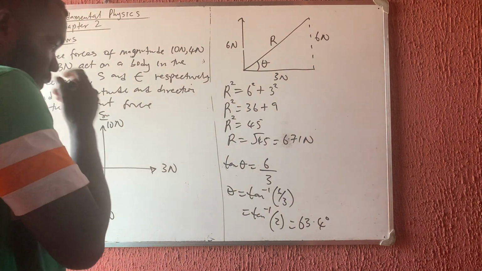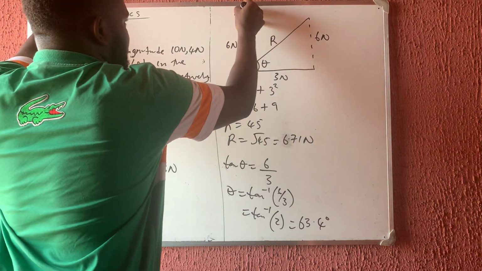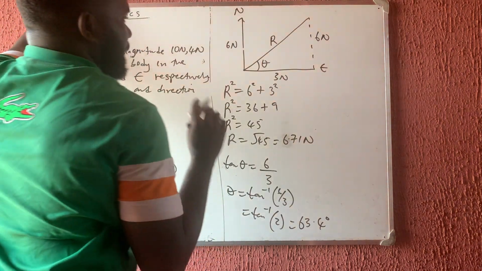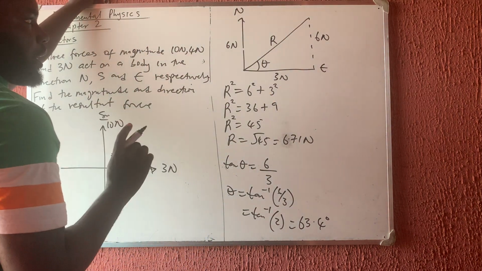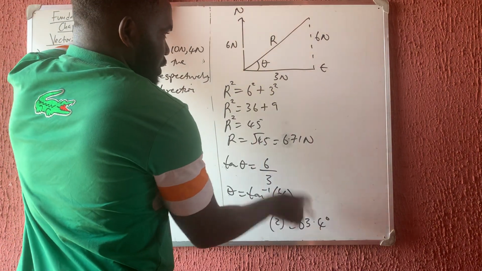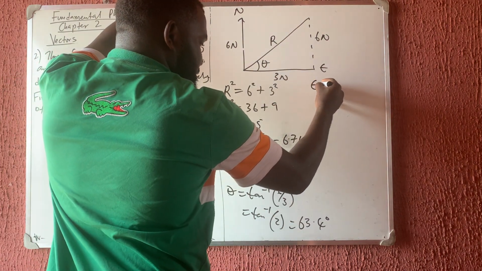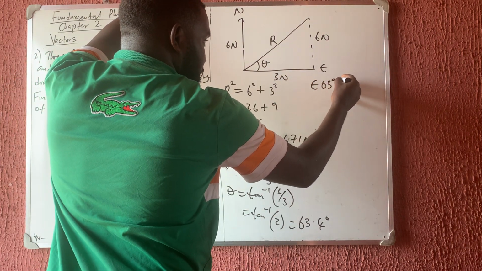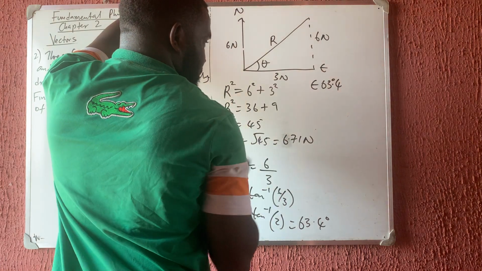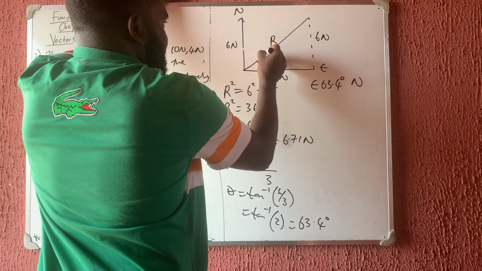So if here is 63.4 degrees, and here is my north and here is my east, now you can write it this way. This angle is with the horizontal. So you either write that this is east 63.4 degree north, or you can get this place.